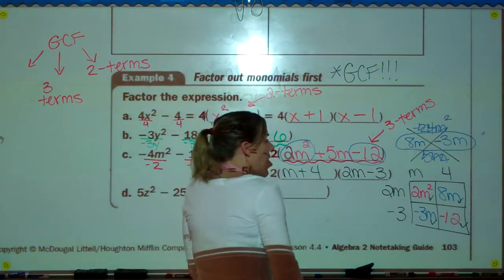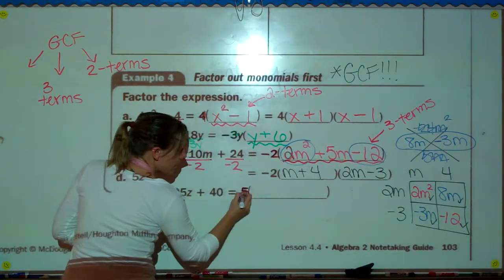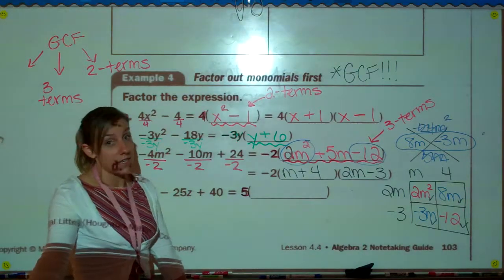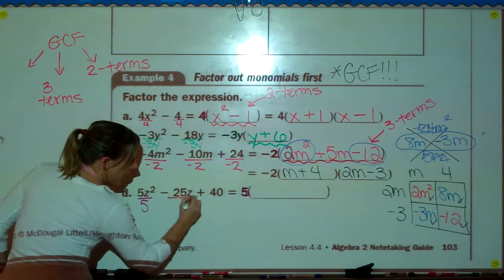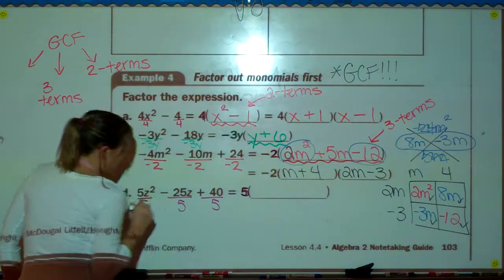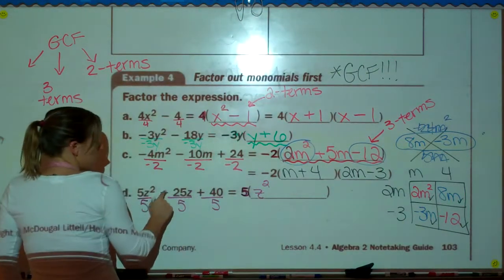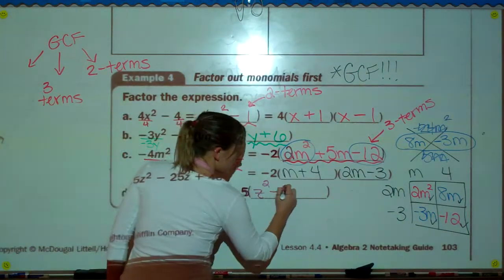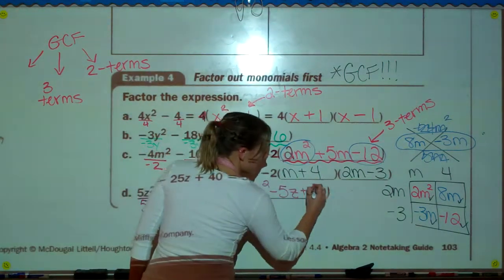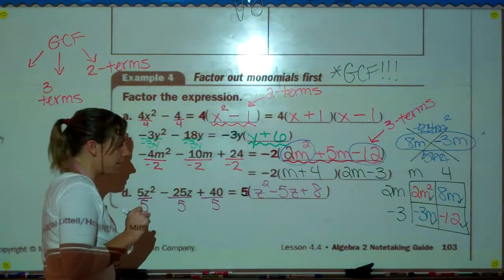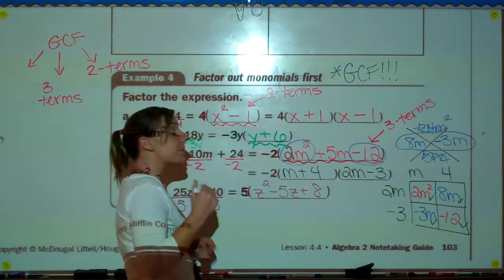All right, so this last one, they tell us that the GCF is a 5. Down the road, you have to practice getting GCF yourself, but in this case, we know it. So divide a 5 out, and we're left with z squared. Negative 25z divided by 5 is negative 5z. 40 divided by 5 is positive 8. Then, this is a trinomial, 3 terms, but it would be basic.